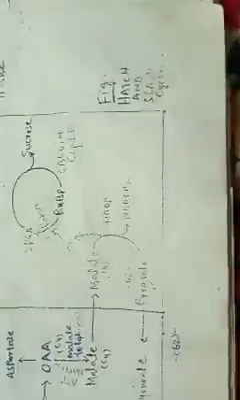This is all about the C4 cycle, or Hatch and Slack pathway, or dicarboxylic acid pathway.